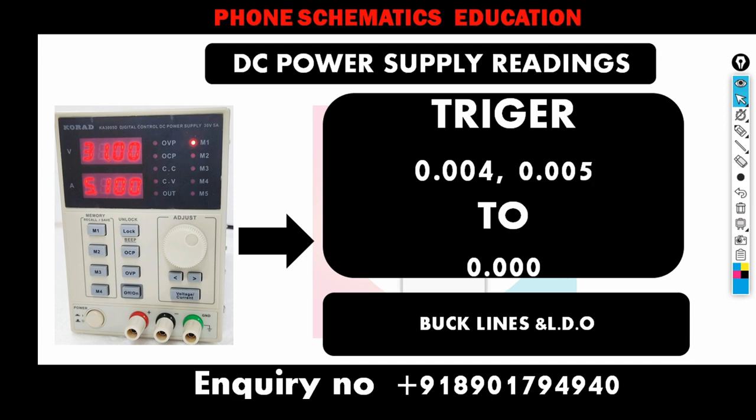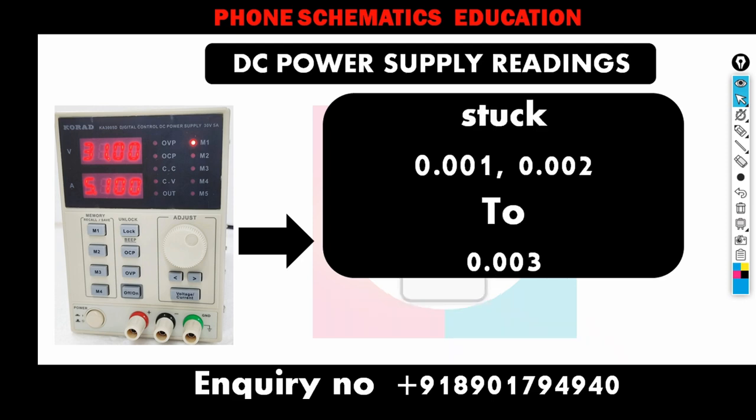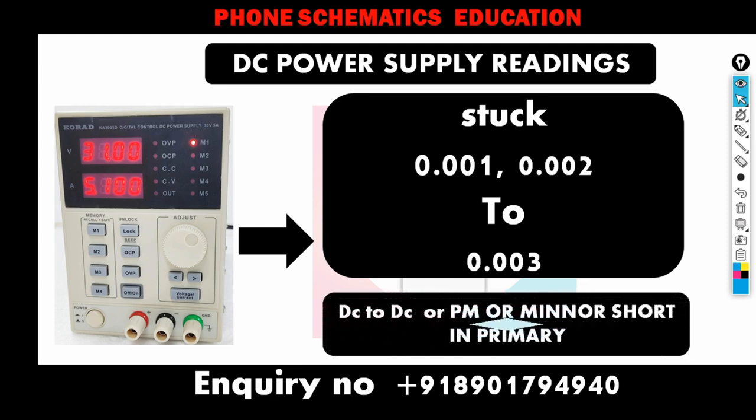So work on this. Now, in some cases, you will see that when you connect a DC power supply with a boot cable, it is stuck on 0.12 and 0.3 without pressing the on/off button. This problem goes to the DC to DC IC, the power IC, or a minor short in your primary line.